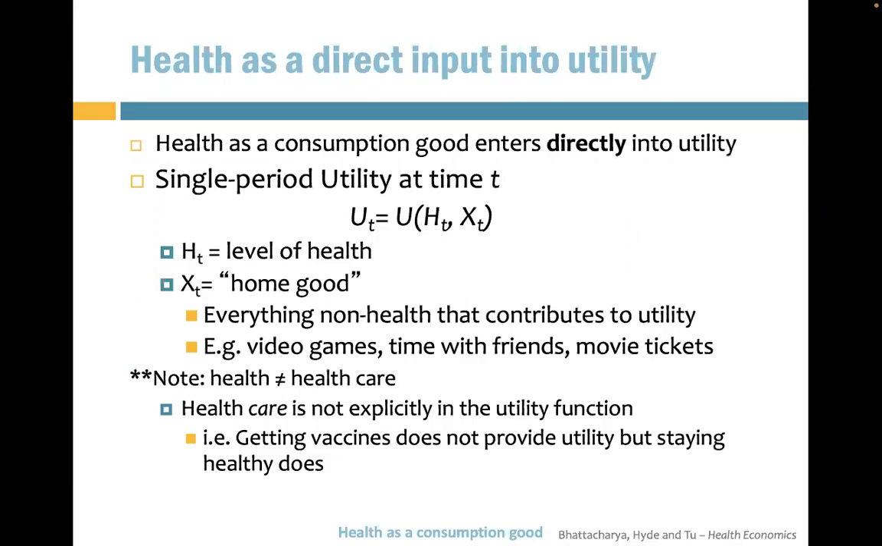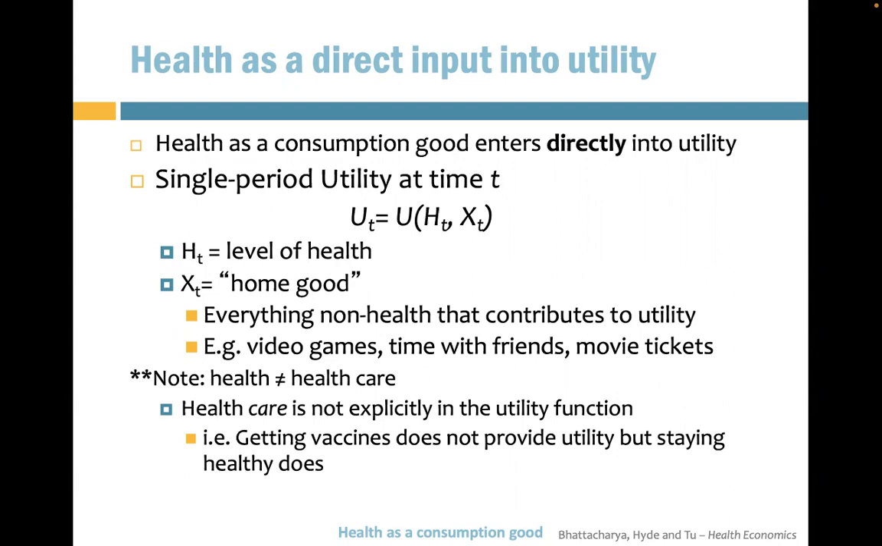So health as a consumption good means that it enters the utility function directly. Think of a single period utility function, U_t, that is a function of H_t and X_t. H_t is the level of health, and X_t is home goods. Think of them as everything else that is not health related but can contribute directly to utility, such as video games, time with friends, or movie tickets.